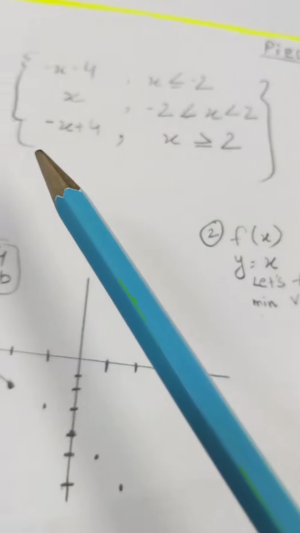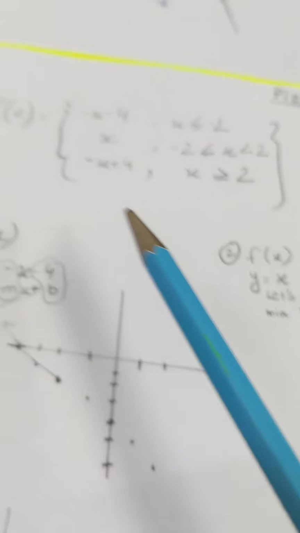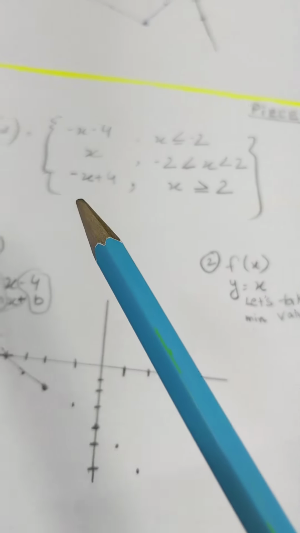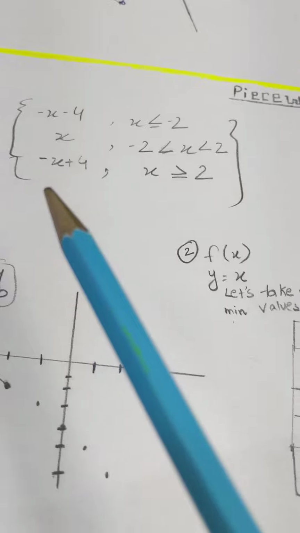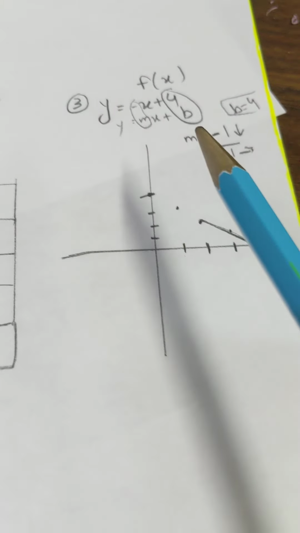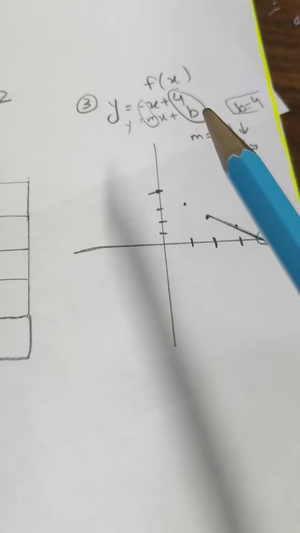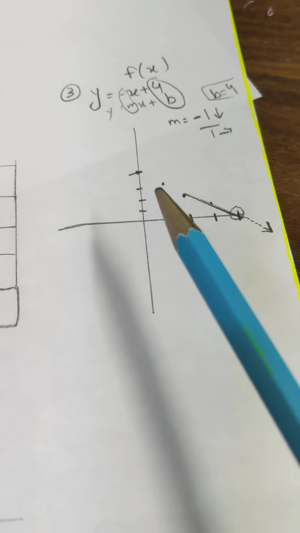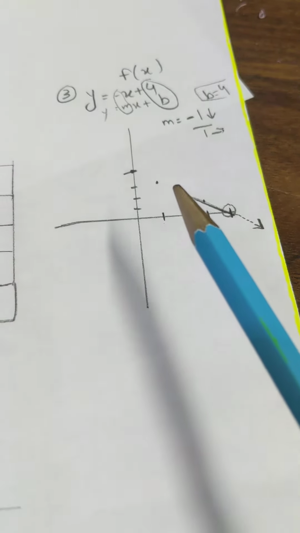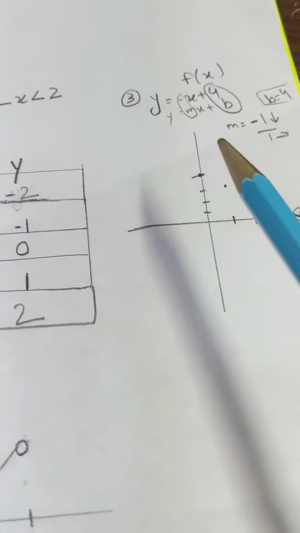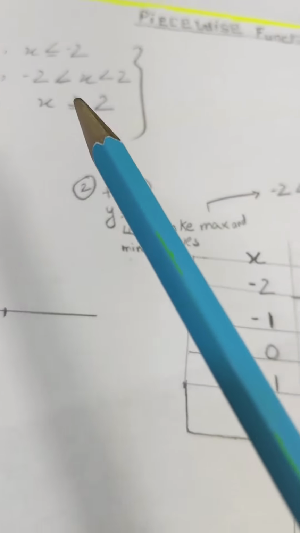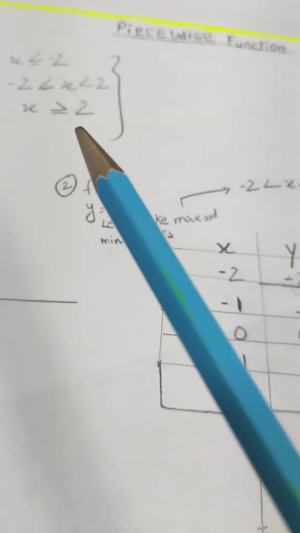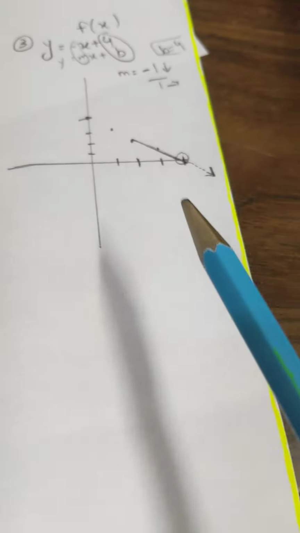For the third one, we have negative x plus 4. Here the domain is greater than or equal to 2. Its equation is negative x plus 4, which is in slope-intercept form. So the m value is negative 1 over 1. We start from the y-intercept, 4, then go down 1 and right 1, down 1, right 1, and we have a line. But in order to follow the domain, x should be greater than or equal to 2. There will be a solid dot at 2, and then it proceeds to infinity.